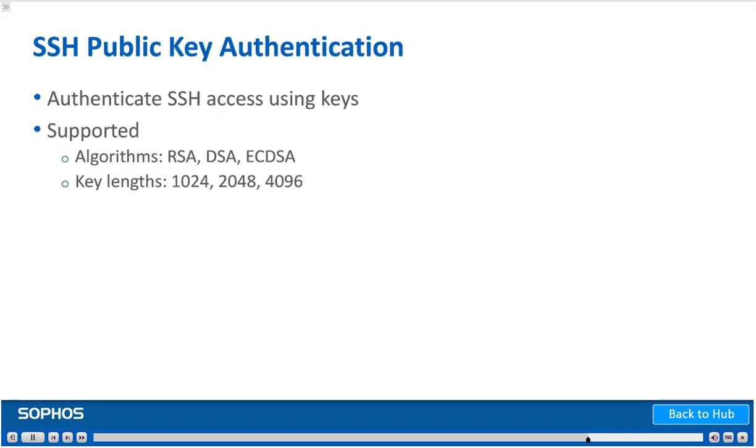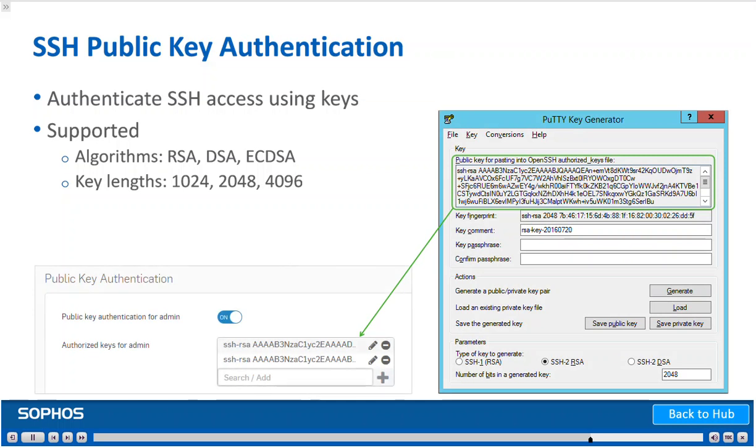Keys can be created using a tool such as PuTTY Key Generator on Windows or SSH Keygen on Linux. Here, you can see a key that has been generated using PuTTY. The public key displayed here is uploaded to the XG Firewall. The private key is then saved for the user connecting to authenticate themselves.